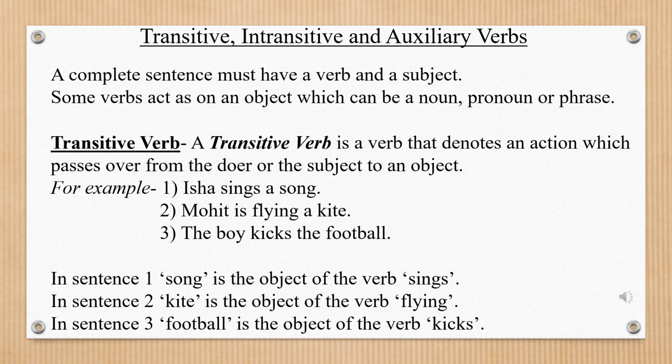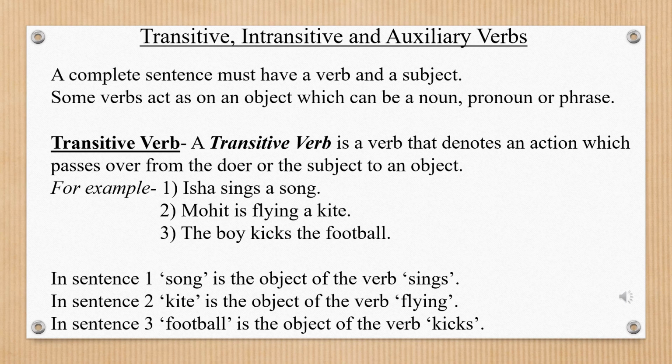Transitive verbs are the verbs that denote an action. That much, I am sure, is clear. Now the action passes over. I state it again: the action passes over from the doer. The doer is the subject, to the object. Let us see the examples. Isha is the subject in the first sentence. Song is the object, and the verb is sings. From the subject, the action is being passed over to the object, that is song.